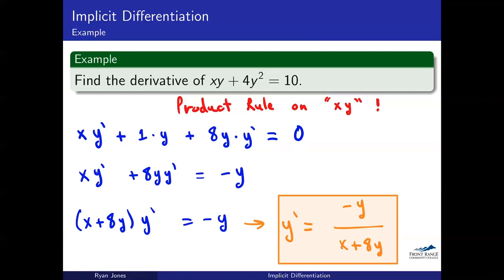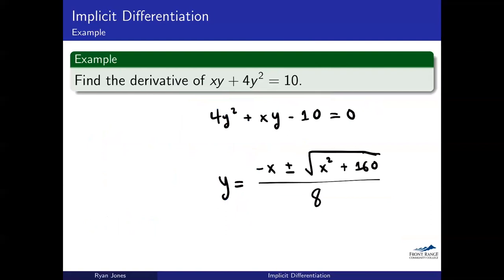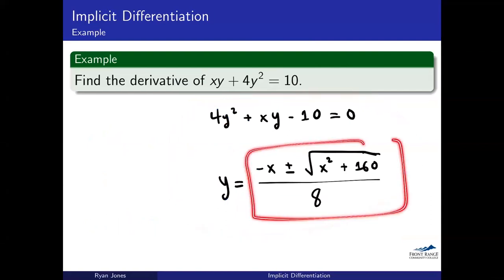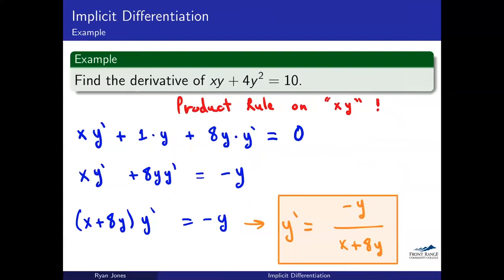If you wanted to, if it's even possible, you're welcome to do all of this work right here to get an explicit formula for y, and then take this right here that I'm boxing and plug it into this. I don't expect you to do that. This is totally fine. It's perfectly acceptable in the math community. That's your final answer, and that's good to go right there.